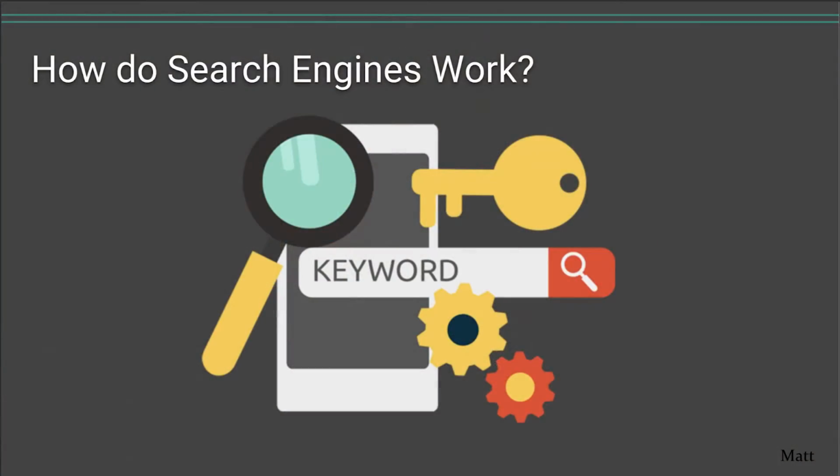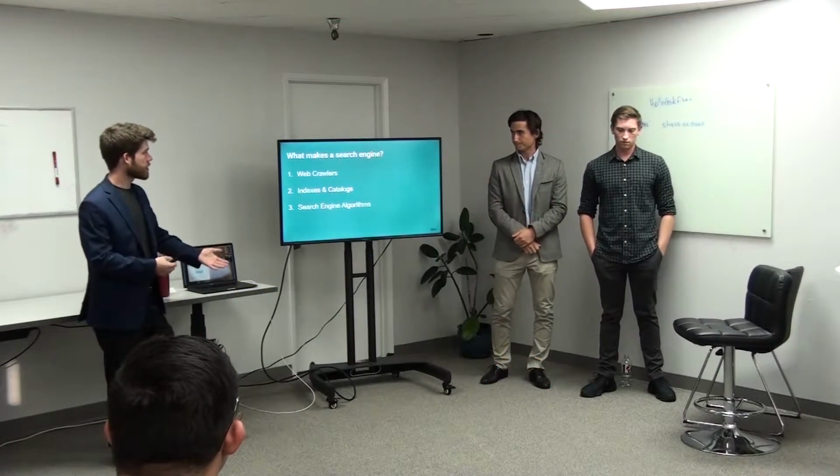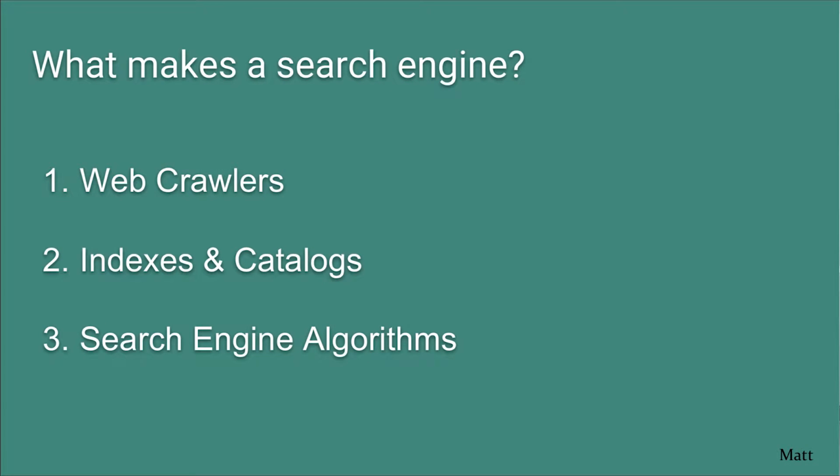So how do search engines work? Going through what makes a search engine, we have 3 major components: the web crawlers, indexes and catalogs, and then the actual search algorithms that your keyword phrases are run through to drive the results that you see on your page.